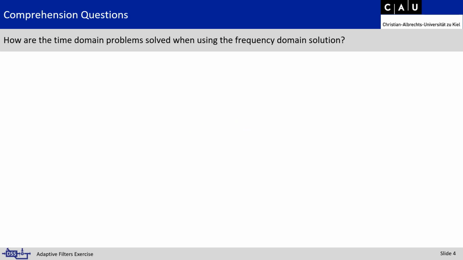So how are these problems solved when using the frequency domain solution? Again, let me write down the solution. It's that h_opt equals 1 minus S_BB divided by S_YY.